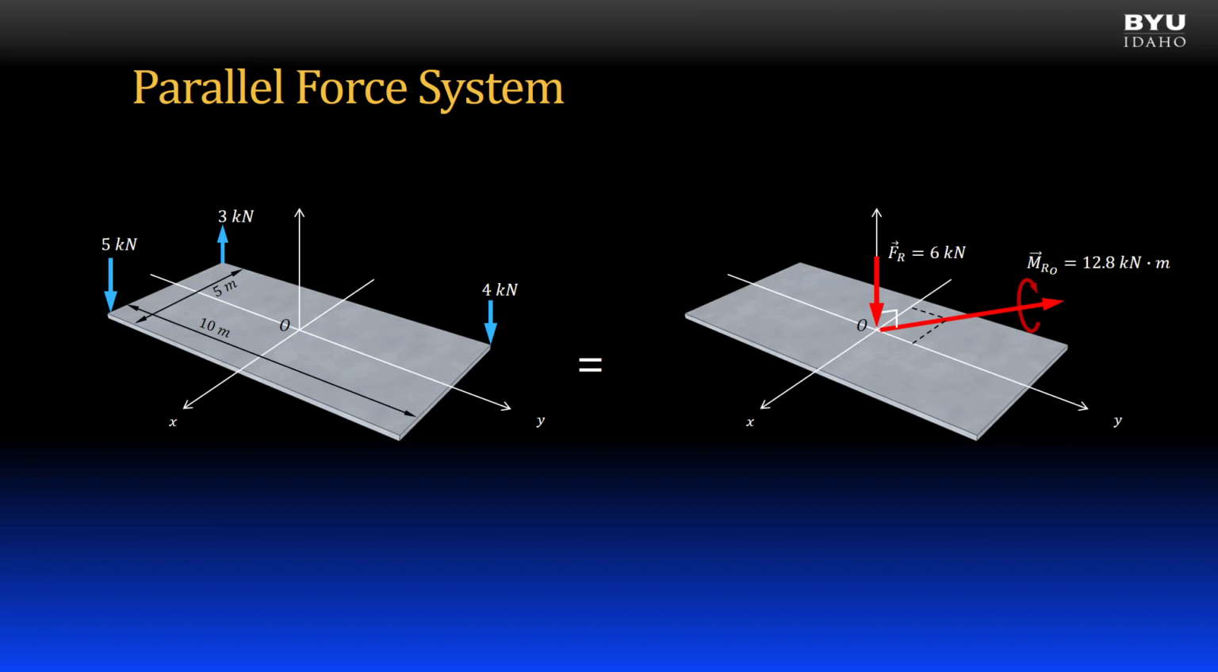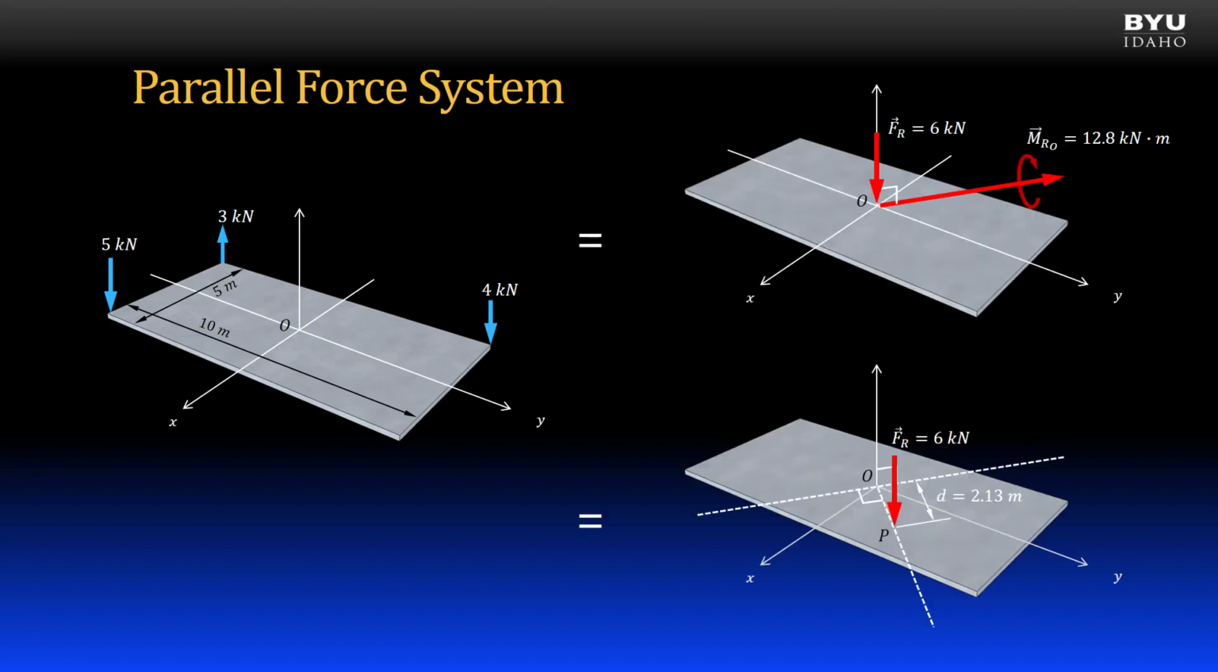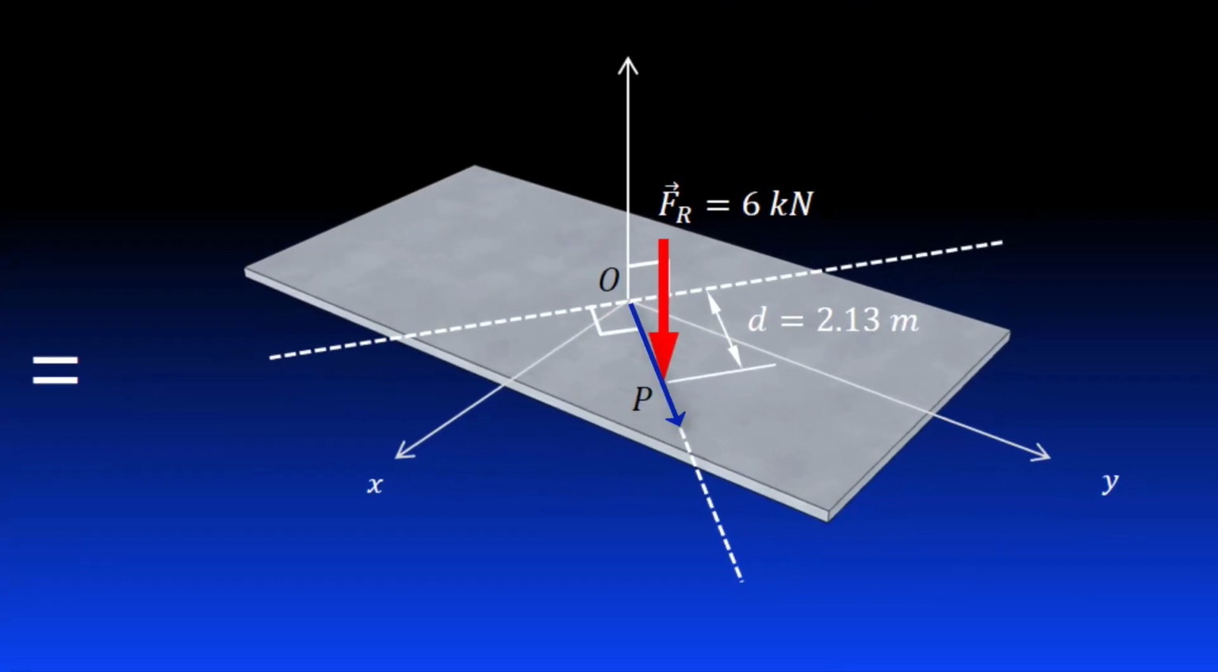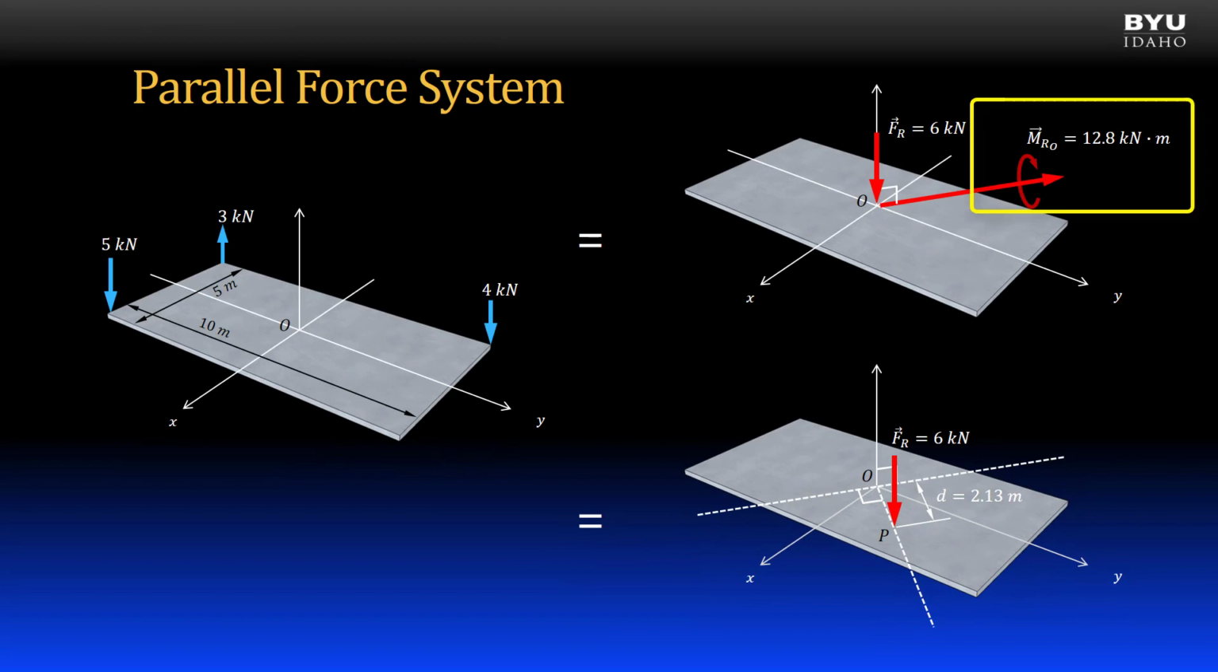Like the system of coplanar forces, I can further simplify this system by moving the resultant force to some distance away from point O to get an equivalent moment. If I move the force in a direction perpendicular to the moment vector in the horizontal plane, I can find a distance d where the resultant force times the distance d produces the same moment as our resultant moment. Therefore, I have an equivalent system consisting of only a resultant force offset from point O.